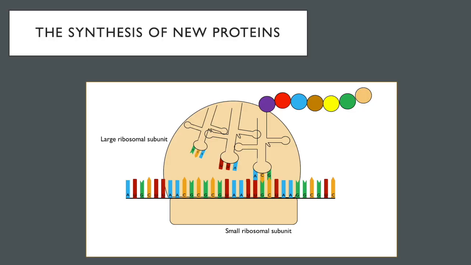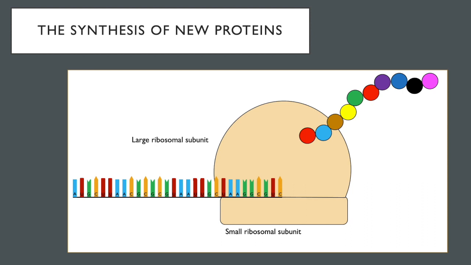Now this will continue until it reaches a stop codon, at which point the translation will cease and the new polypeptide will be released. So the structure of a protein is firstly down to its primary structure, since the properties of the amino acids present in a polypeptide chain will affect how it folds and what sort of properties the protein will have.